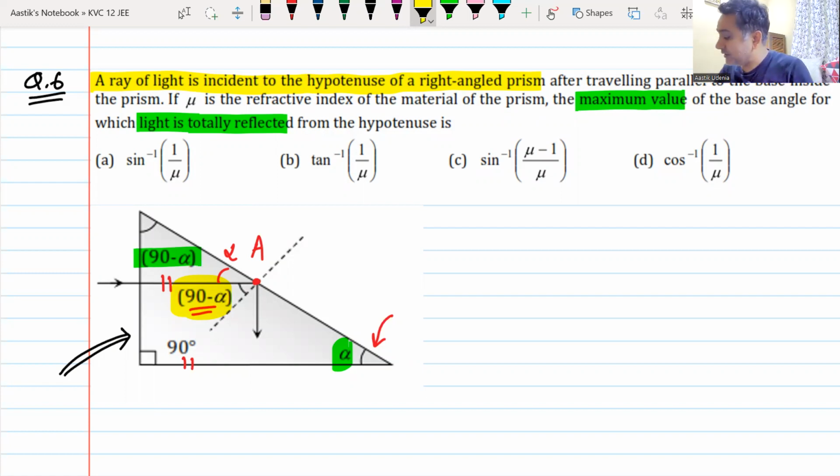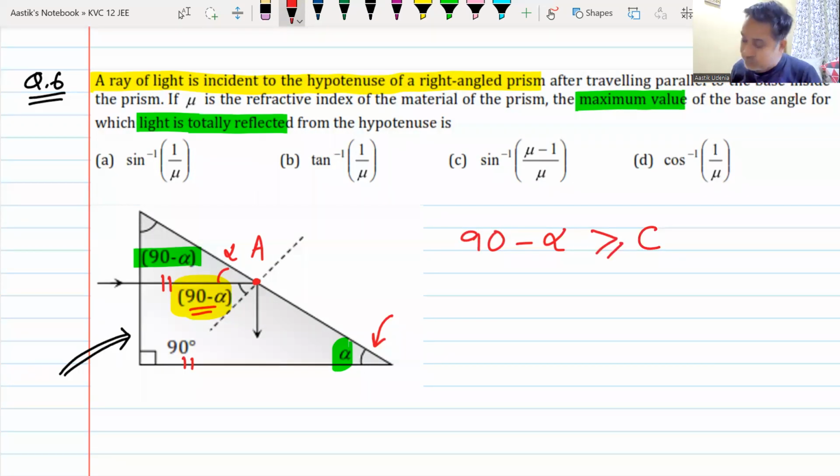Now, I want the maximum value of prism angle, beta, so that the light is totally internally reflected. So this incident angle, which is 90 minus alpha, should be greater than or equal to the critical angle, yes or no? Do we understand why I'm writing the inequality? Inequality is important because inequality only gives me maximum or minimum. Equality never gives me maximum, minimum. Inequality is what you have to write. So that was the main concern that I wanted to tell you.